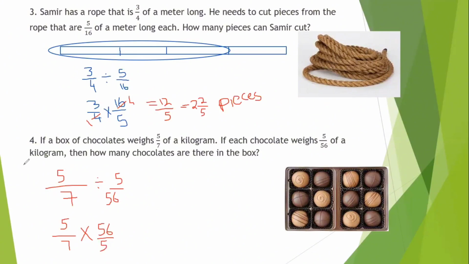Now we can simplify. 5 in the numerator and 5 in the denominator, divided by 5 equals 1. 5 divided by 5 equals 1. 7 divided by 7 equals 1. 56 divided by 7 equals 8. Now multiply numerator by numerator. 1 times 8 equals 8. In the denominator, 1 times 1 equals 1. So 8 out of 1 means 8 divided by 1 equals 8.